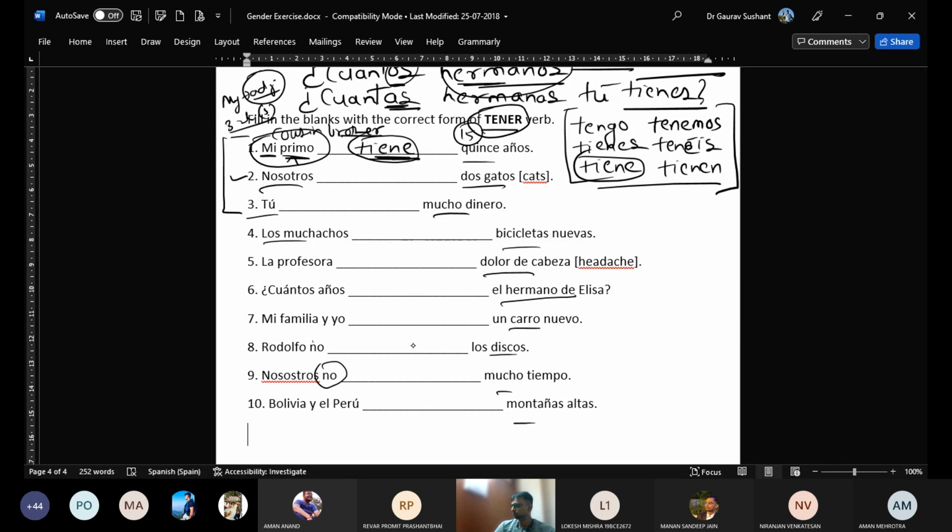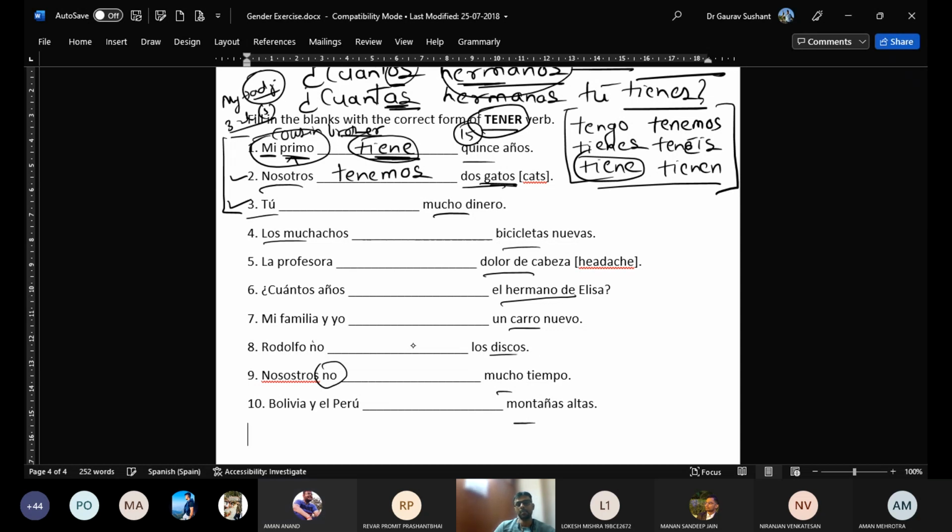Nosotros. Hello. Yeah, tell me, Aman. Yeah, sorry, sir. I got disconnected for a second. The second one would be Nosotros tenemos dos gatos. Nosotros tenemos dos gatos. Is the meaning clear? Can you try that also? Sure, sir. So basically, we have two cats. Yeah, gatos meaning is given here, cats.